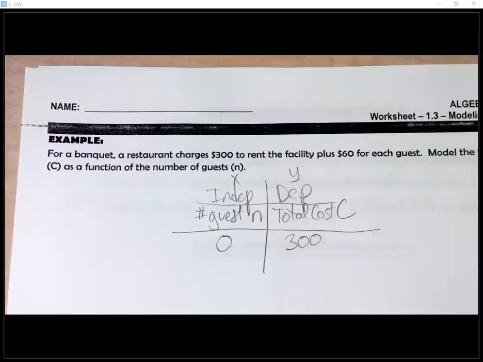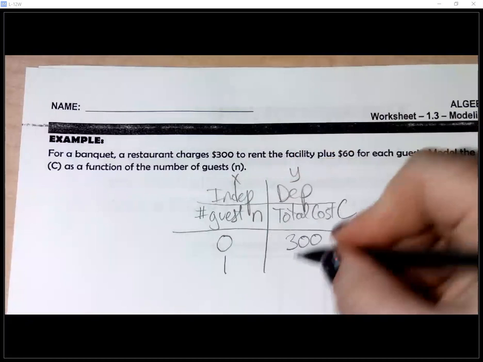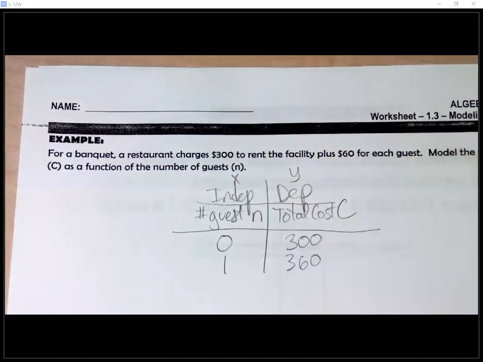If one person comes, how much is it going to cost me? $360. Do you see that? Because I had to pay for the hall plus $60 a person. So if you are not given values, you can create values. You could have picked any numbers here too, by the way. You didn't have to pick 0 and 1, but I might as well pick easy numbers, right? So if no one comes, that's a reasonable one. If one person comes, 360. I have 2 points. Once I have 2 points, I can write the equation of this line.